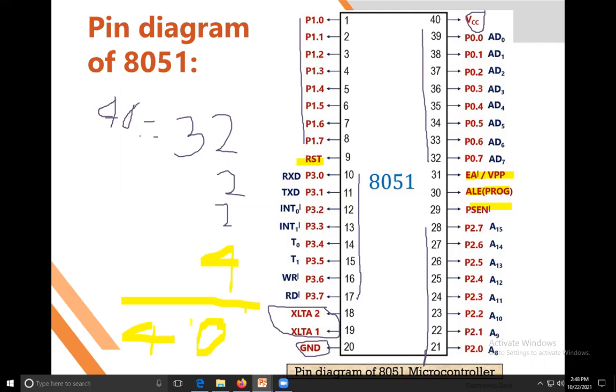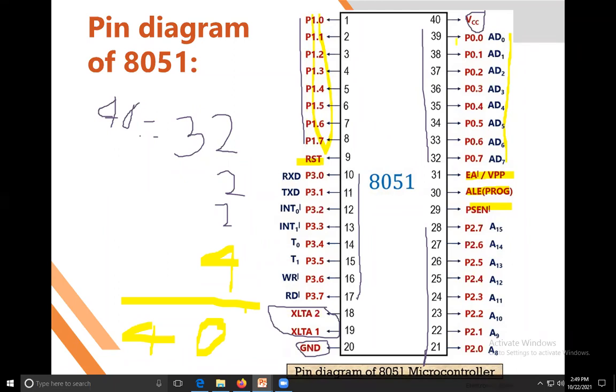In the previous slide I discussed the multiplexing of the port. Only port 1 is not multiplexed; no other function is connected to port 1. Port 0 is multiplexed with the lower order address bus and data bus. If it is the data bus, D0 to D7; if it is the address bus, AD0 to AD7.